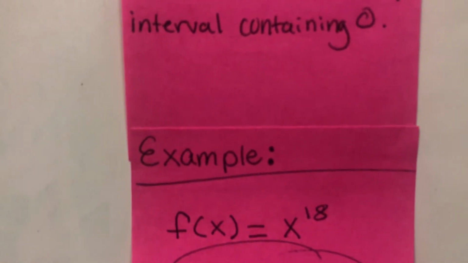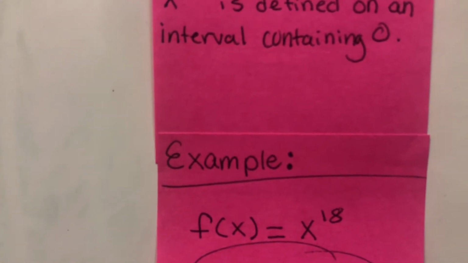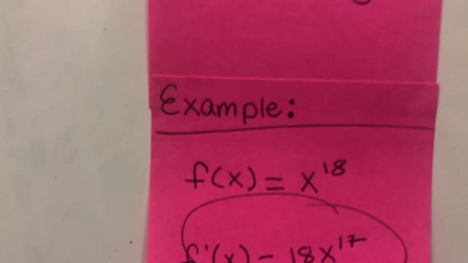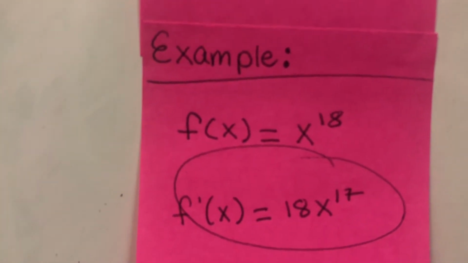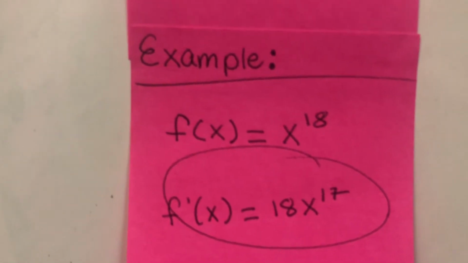Here's an example. f of x equals x to the 18. What you're going to do is pull the 18 down into the front, and you're going to subtract 1 from the exponent, which gives us 18x to the 17.